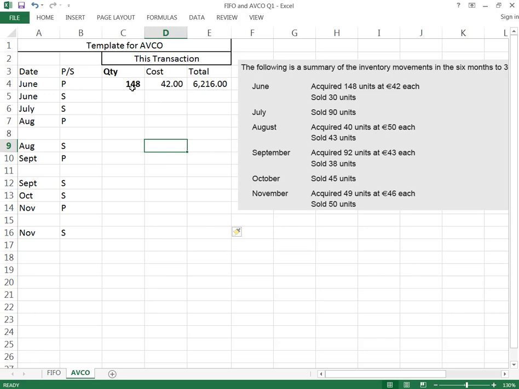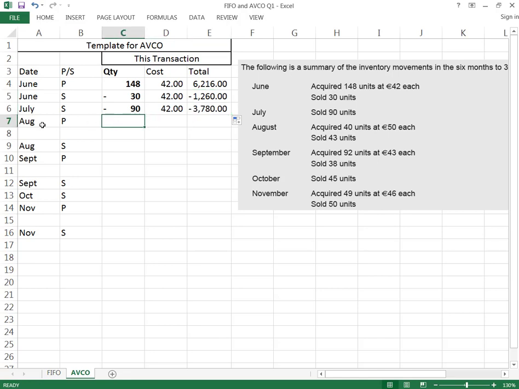So I've already put in the 148 at 42 coming to a total of 6216. My sale then is going to be 30 units, actually minus 30 units. They're going to be at 42. So my total there is going to be, as we saw before, minus 1260. My next sale is going to be 90. Again, it should be minus 90, shouldn't it? At 42, and that's going to give me minus 3780.